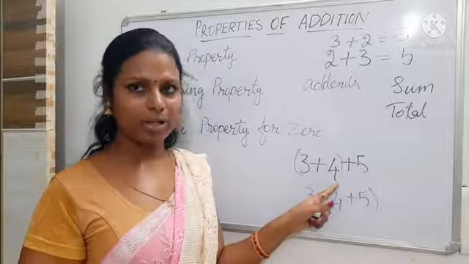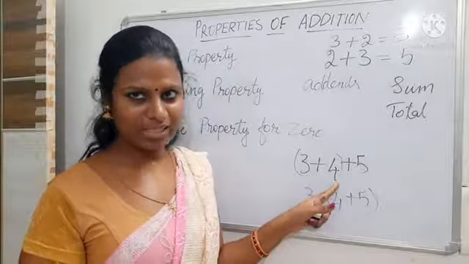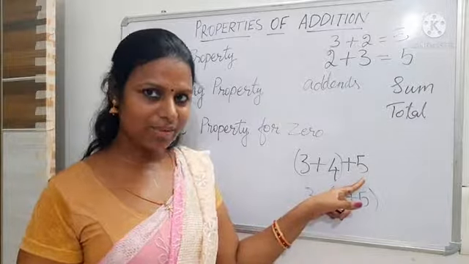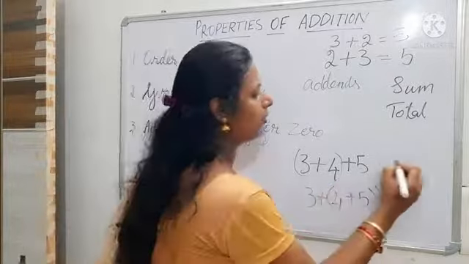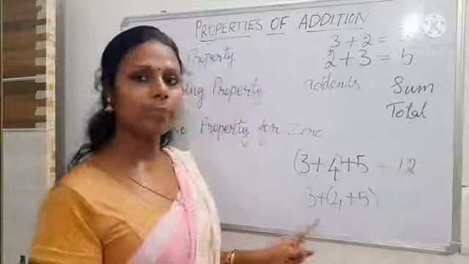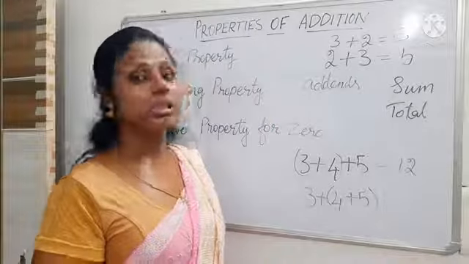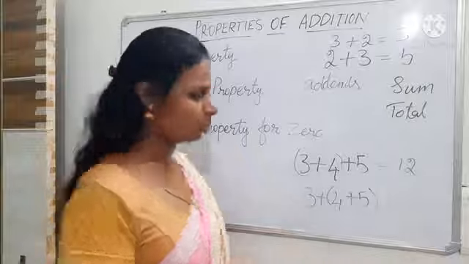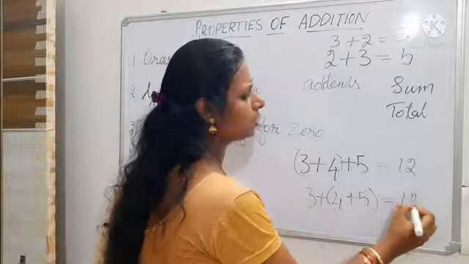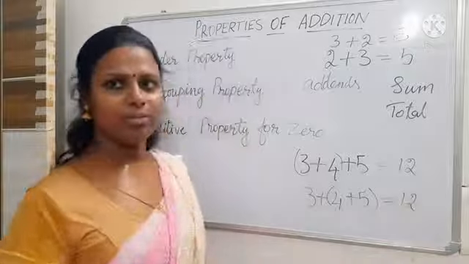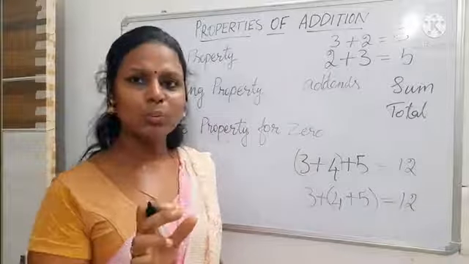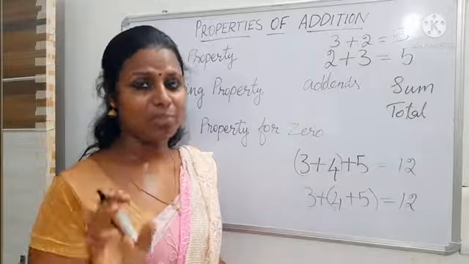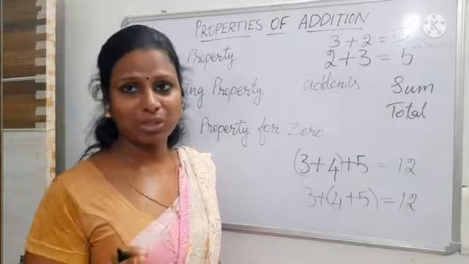3 plus 4 is 7. 7 plus 5? 12. The same thing, see here. 3 plus, here 4 plus 5? 9. 9 plus 3, 12. So if you change the group, the answer is same. The sum is same.